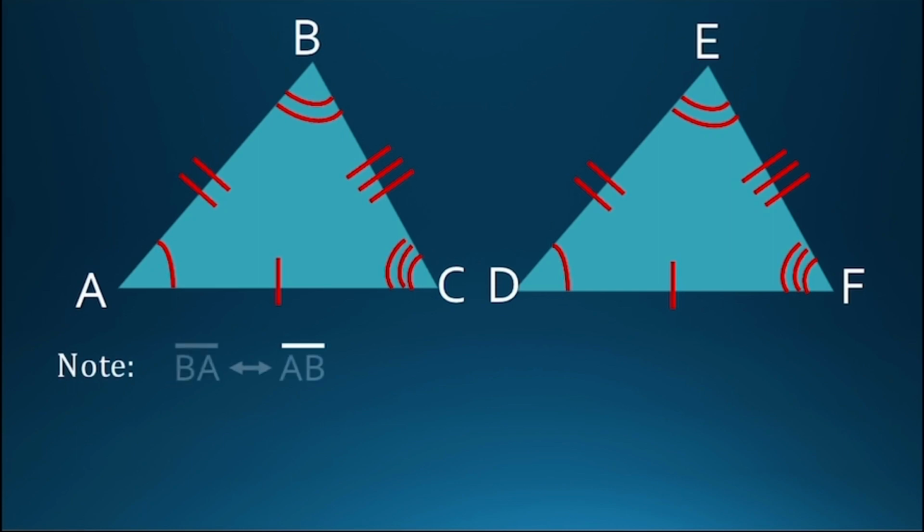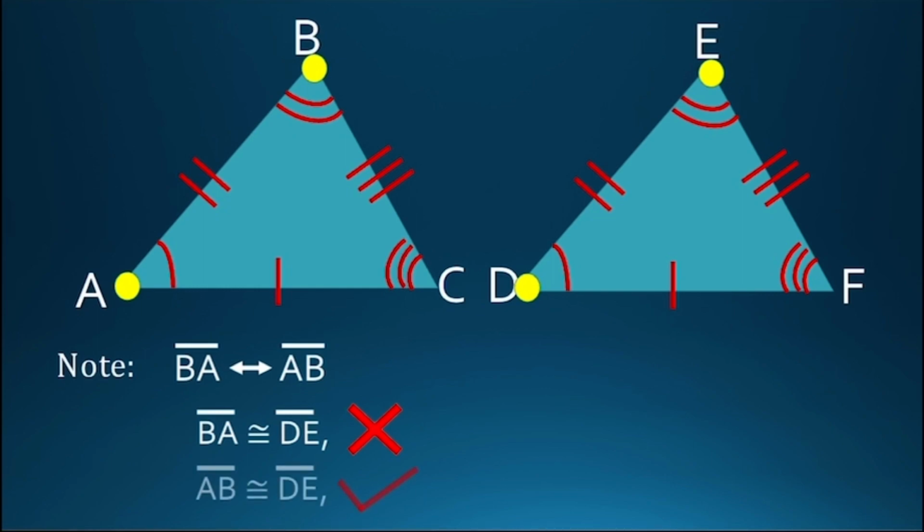Note, we know that line segment BA is the same as line segment AB, but for congruent triangles or polygons, corresponding vertices such as A and D, B and E must be in order. Therefore, instead of writing line segment BA is congruent to line segment DE, we write it as line segment AB is congruent to line segment DE.